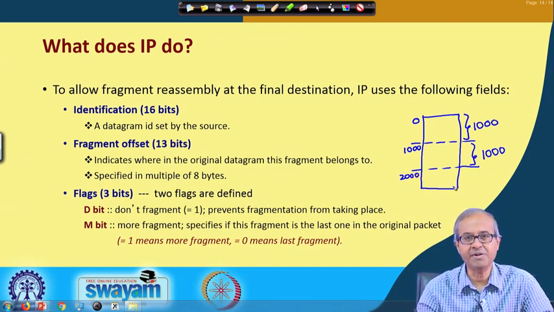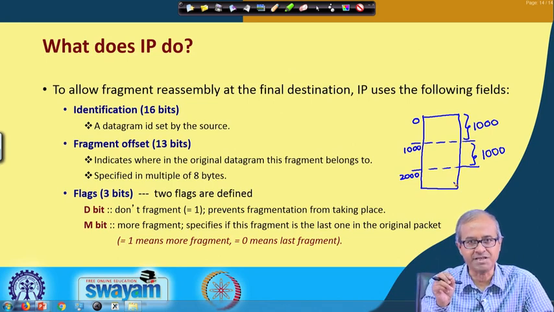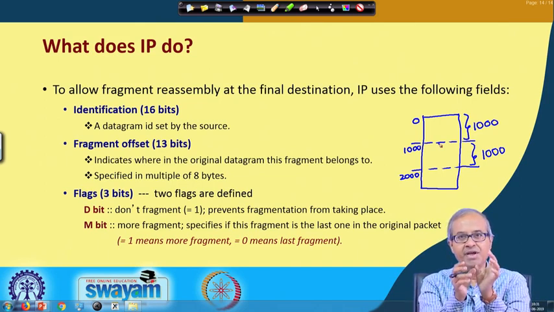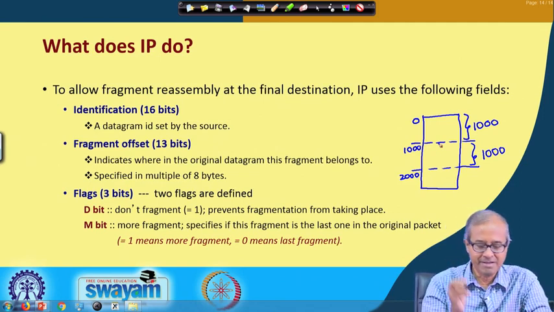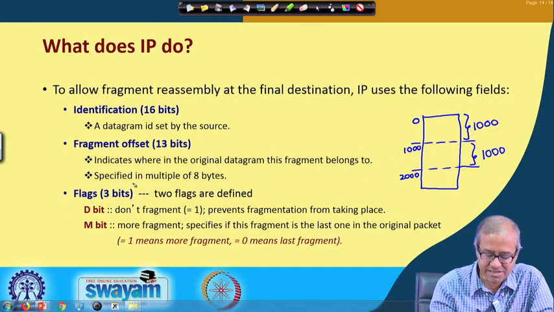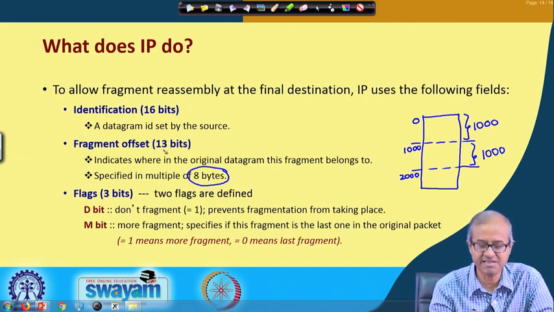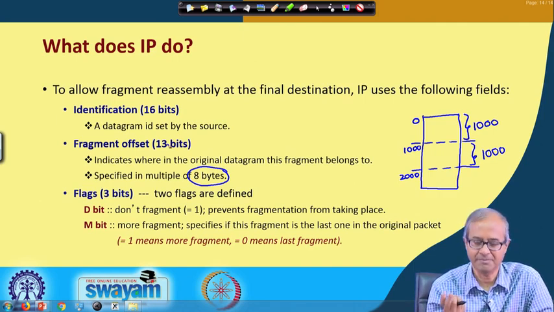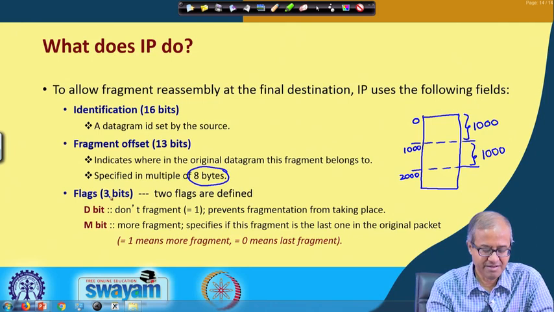So, when you create the fragments, you also mention the offset with respect to the original packet. So that when you are reassembling later, you will know in which order you will be putting these fragments back together. Okay? And this 13-bit field actually specifies the offset in multiples of 8 bytes. You should remember this. So, instead of specifying this as a 16-bit field, because the number of bits in the header is limited, it uses a 13-bit field and puts a restriction that the offset has to be a multiple of 8 bytes.